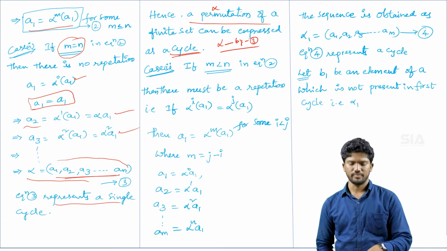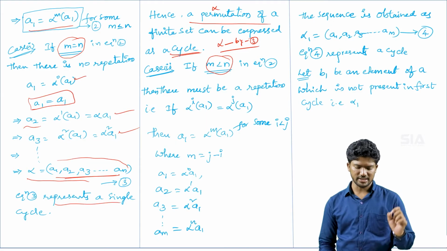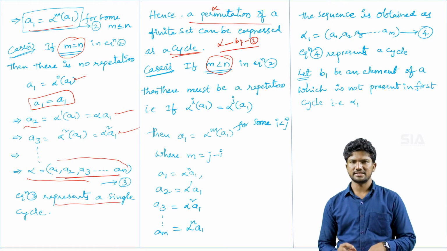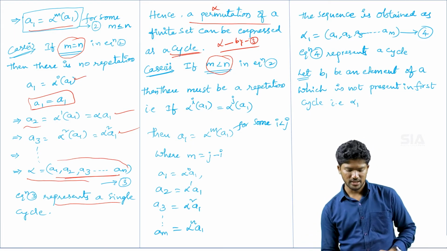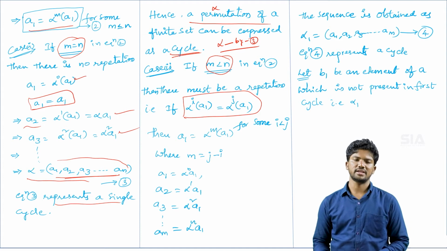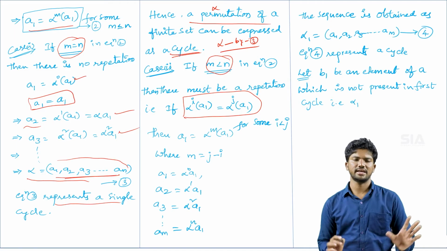Next, in case 2, I am taking m less than n in equation number 2. Then there must be a repetition. Why? Because m and n are different values, so some repetition will occur. That repetition I am taking as alpha power i into A1 is equal to alpha power j into A1 for some i less than j.